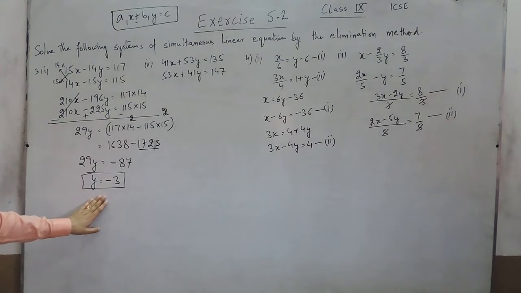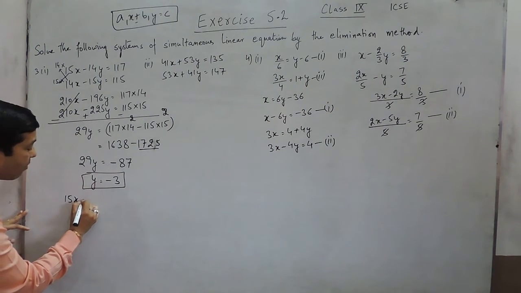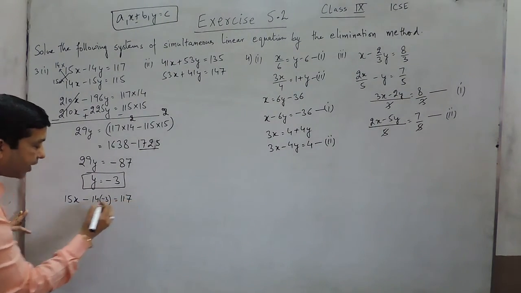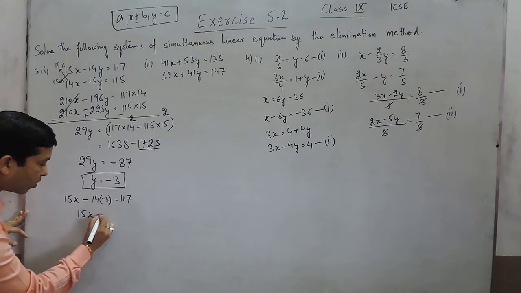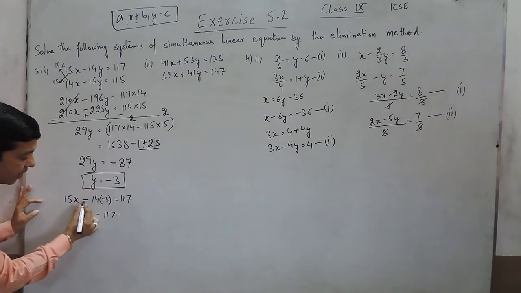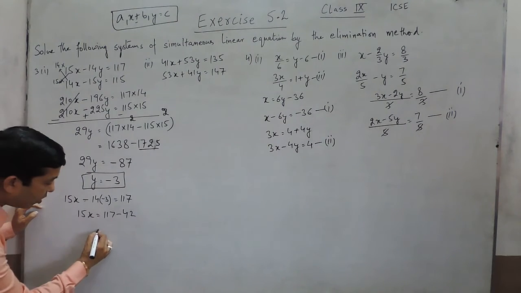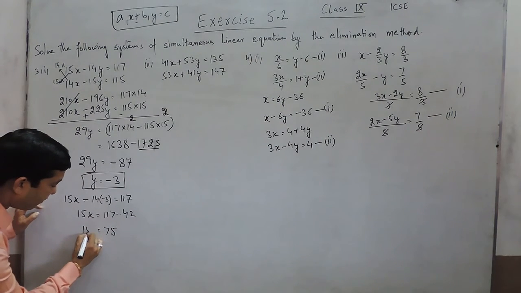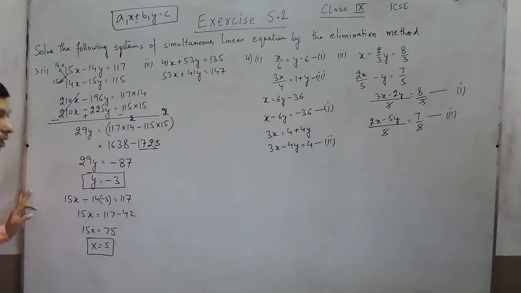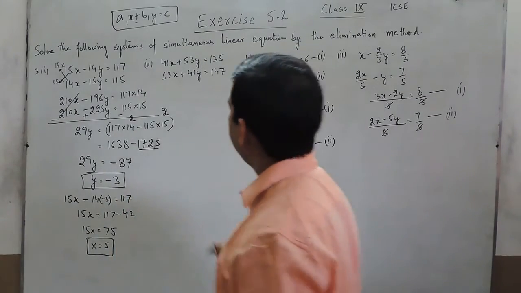If I put the value of y as -3 in the first equation, it becomes 15x minus 14 multiplied by -3 equals 117. So 15x = 117 minus, because this negative sign multiplied by negative sign becomes positive. When we go to the right hand side, it is minus 42, which equals 75. So 15x is 75, the value of x becomes 5. This is the way of elimination, eliminating either x or y, and solving it.